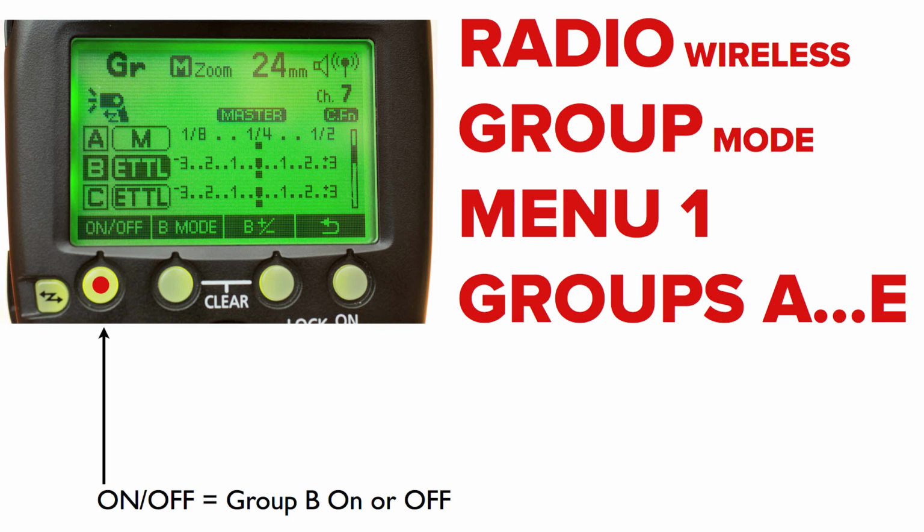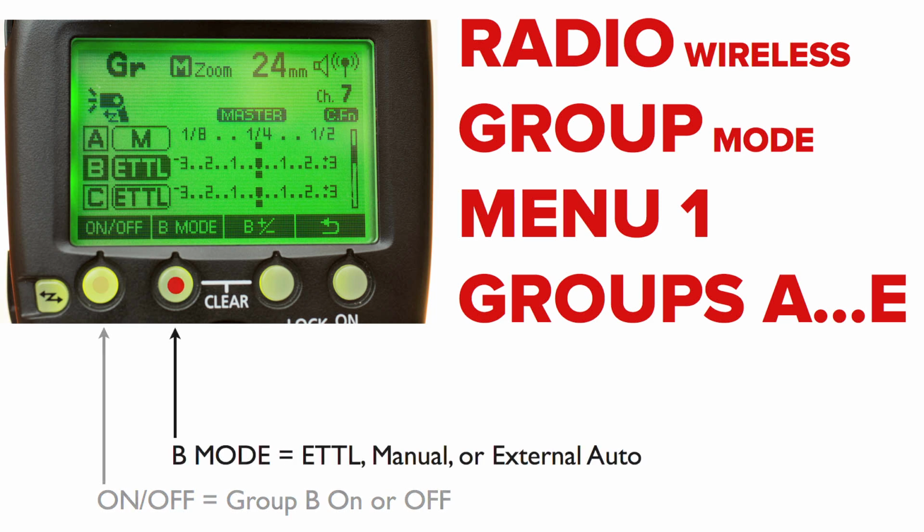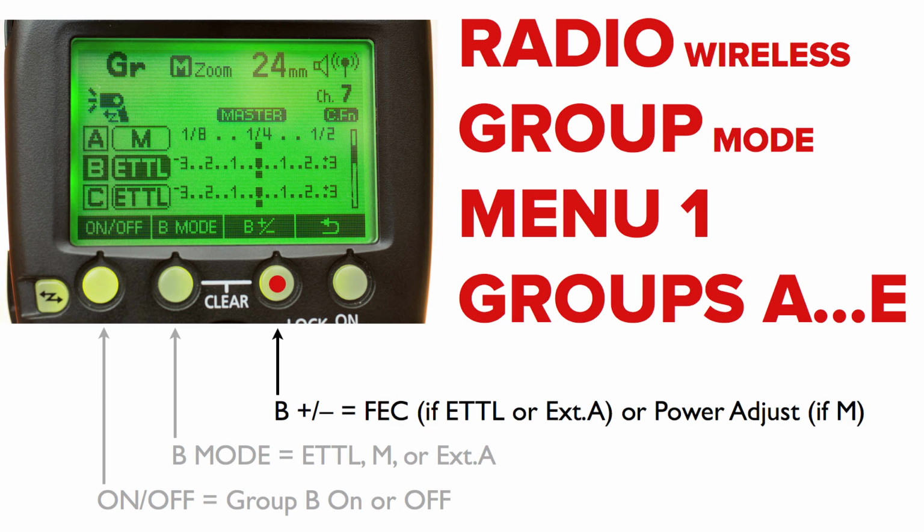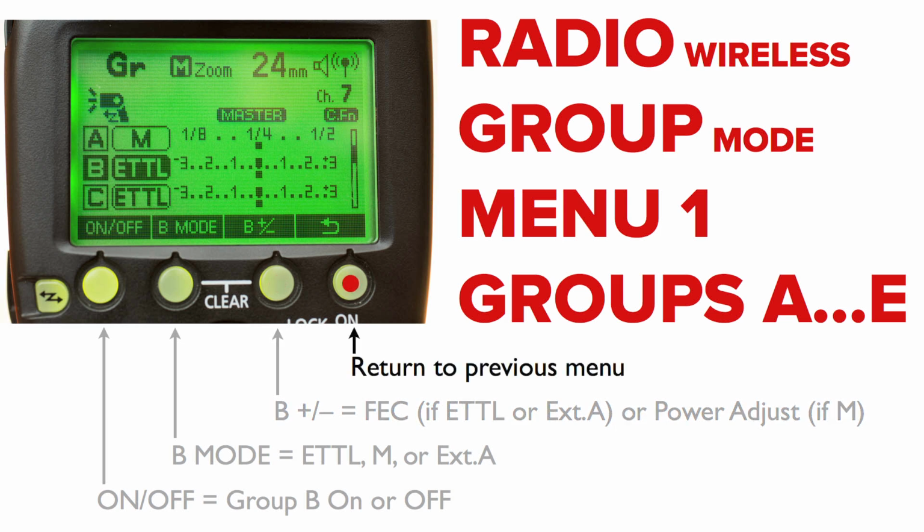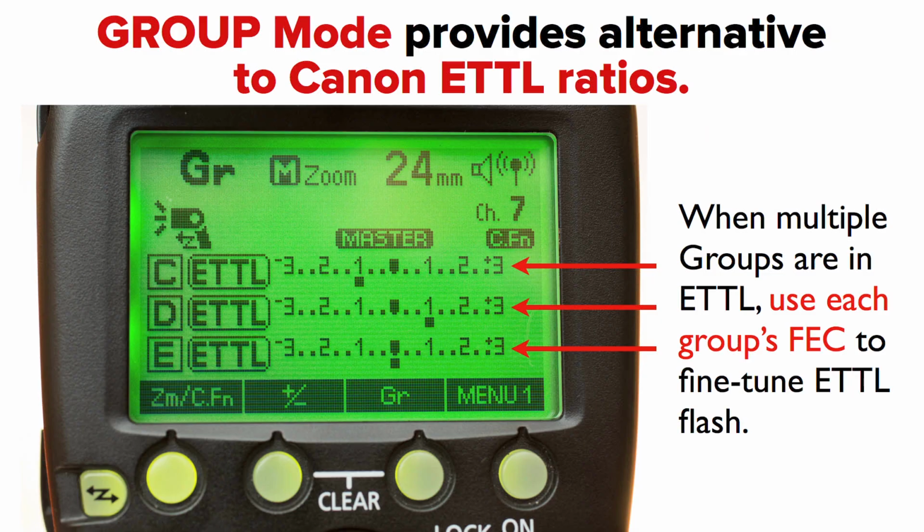And then I basically go back and I say GR one more time, and I pick group B. Okay? And I can change the mode again. It's exactly the same pattern as before. Here, because group B is in ETTL right now, the B plus or minus means flash exposure compensation. And then I can take that and exit back up, and I can work. I hit GR again, and I can go to C and D and E.